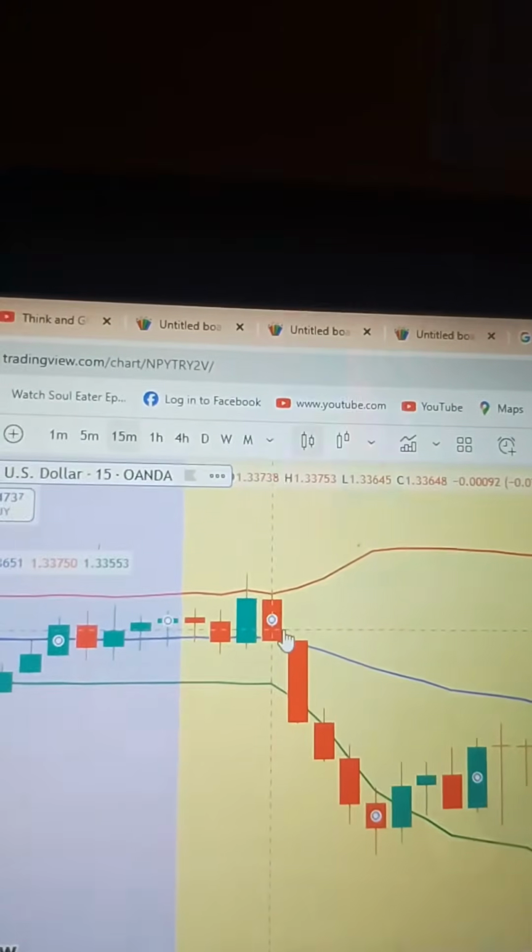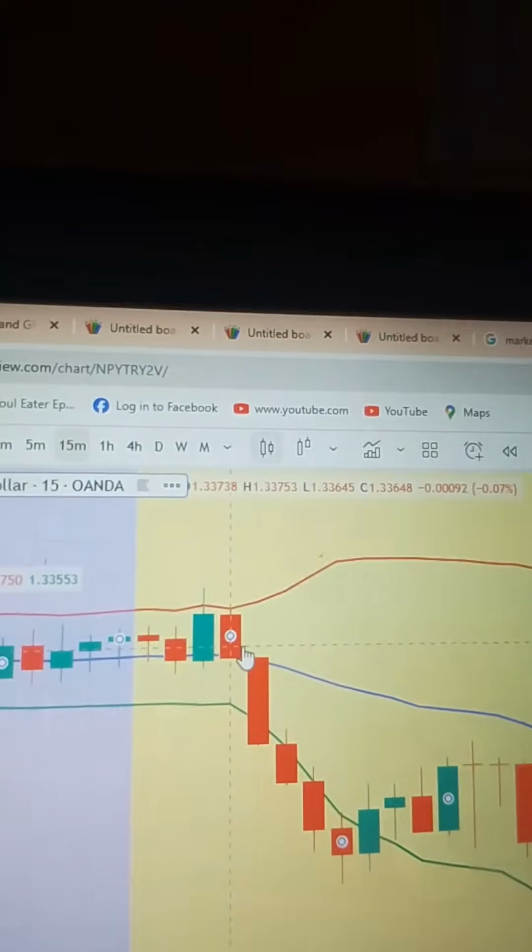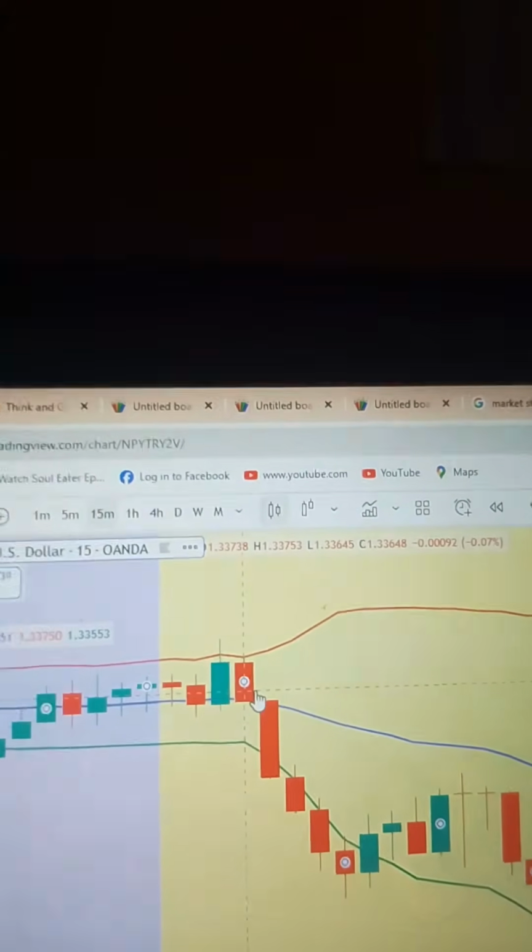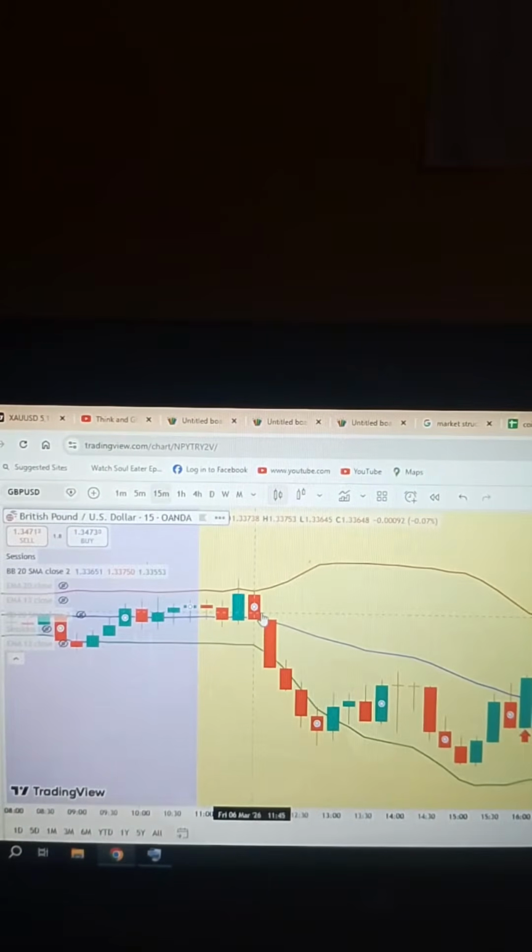Maybe I can zoom in a little. I think the body may close below the 20 MA. Then it gave me confidence. Now I'm looking to sell. Then Christina may ask a question, like, very clear, how do we set SL and TP?